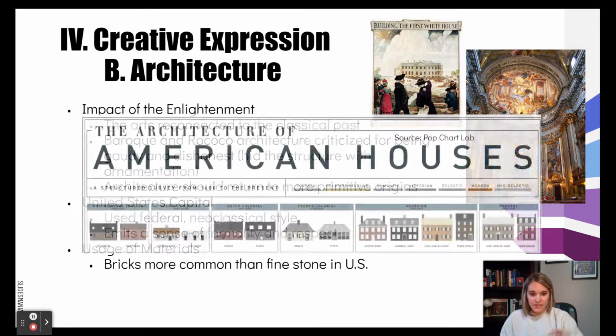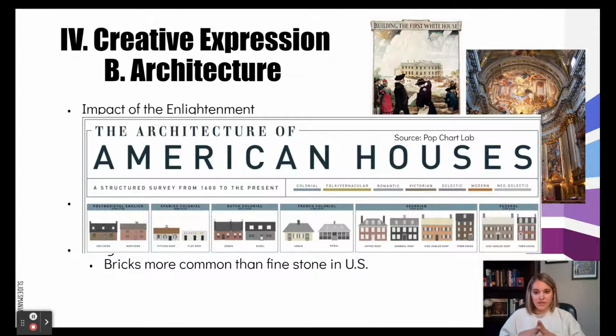I also love this image here taken from Pop Chart Lab, where it's showing you the various types of structures in the colonial period. So you can see that likely many of these homes were being made from brick and have a very formal, a very symmetrical look to them.